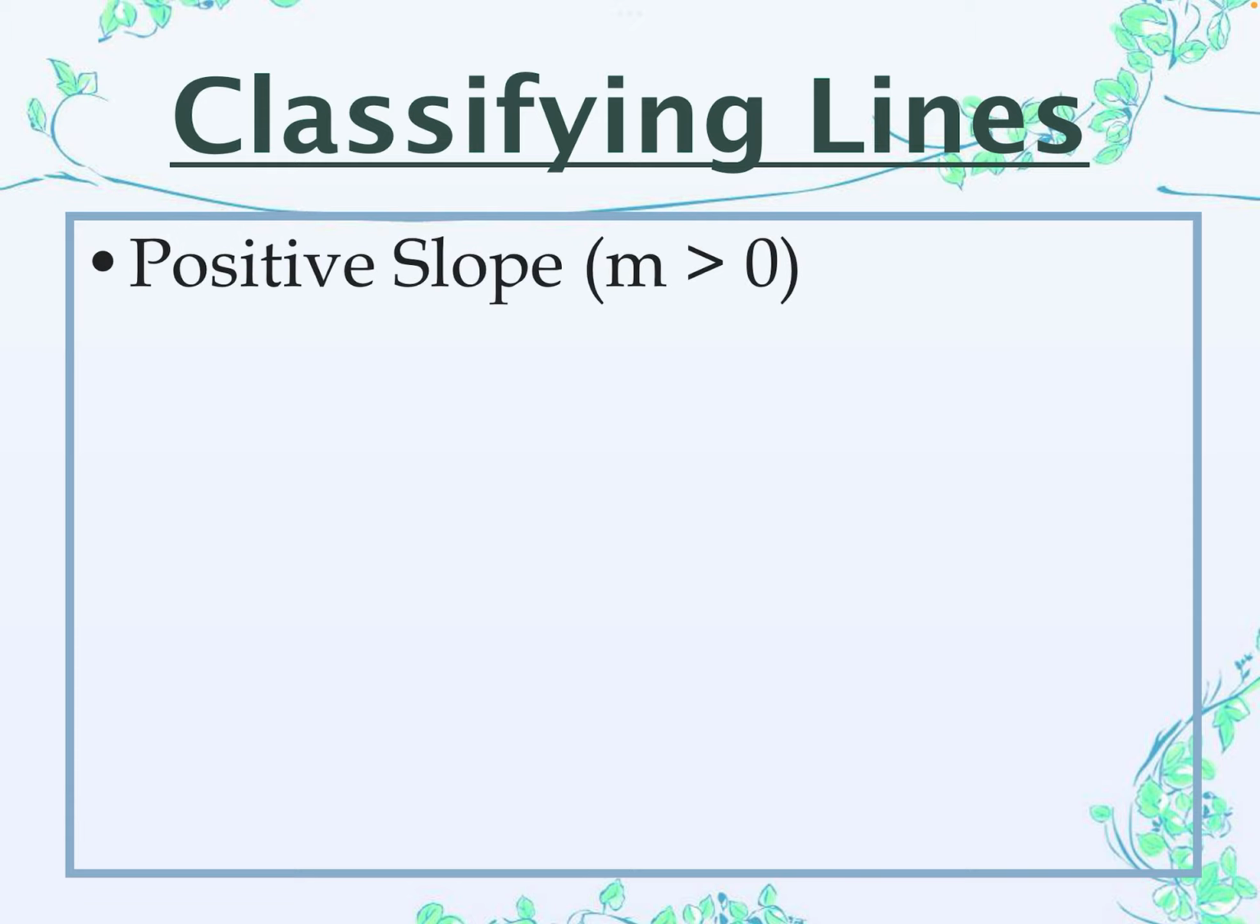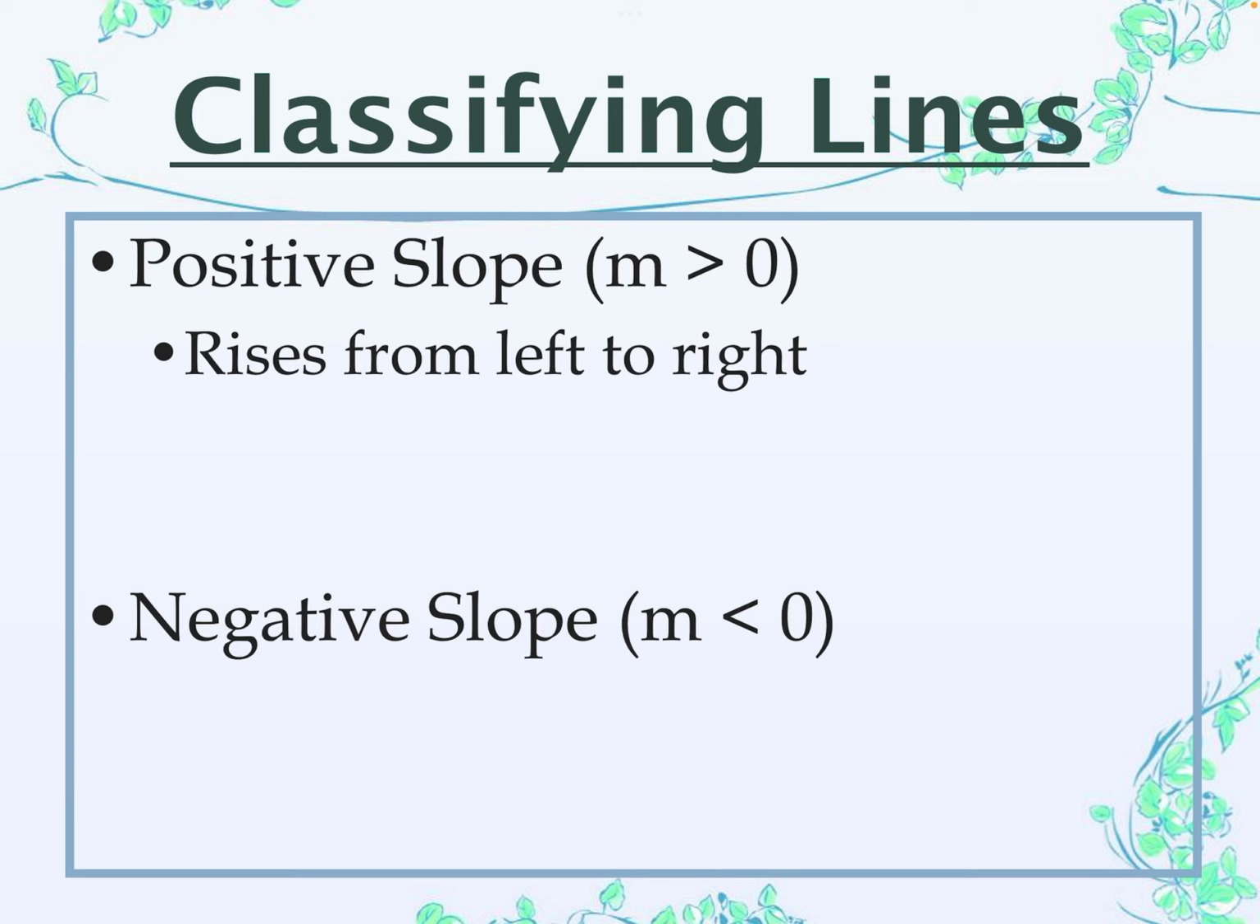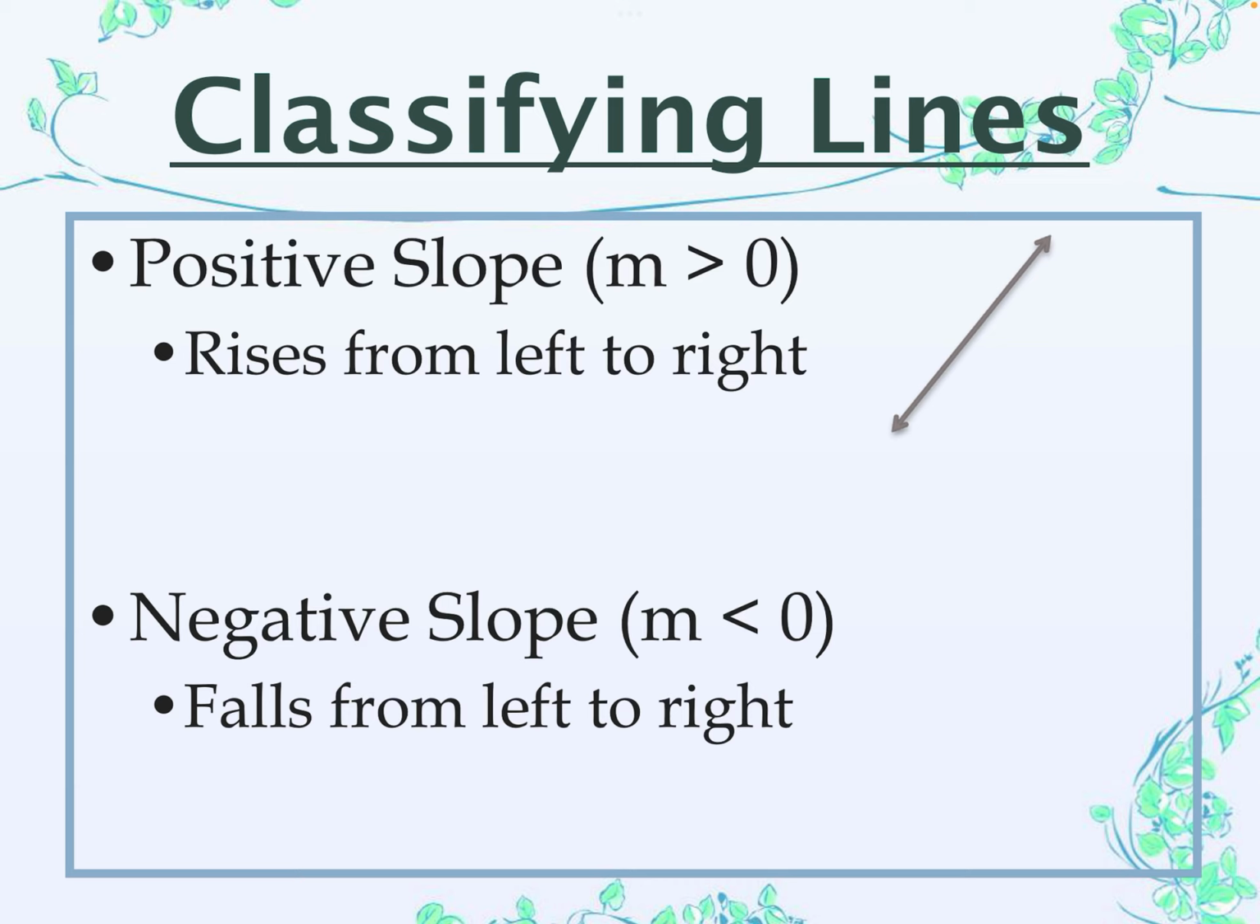So classifying lines. We have different types of lines, and we're going to classify them based off of the slope that they have, what they represent. So a positive slope, where m, or our slope, is greater than 0, rises from left to right. Opposite of that would be a negative slope. A negative slope has a slope that's less than 0, and it falls from left to right. So what does this visually look like? Well, a positive slope would look like this, going up from left to right, moving in an upward direction, and a negative slope is moving down from left to right.